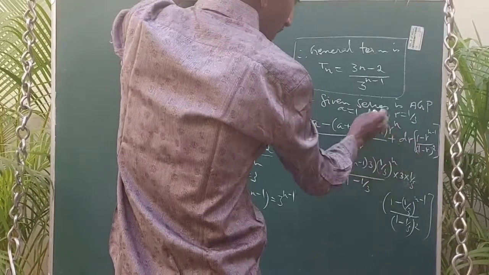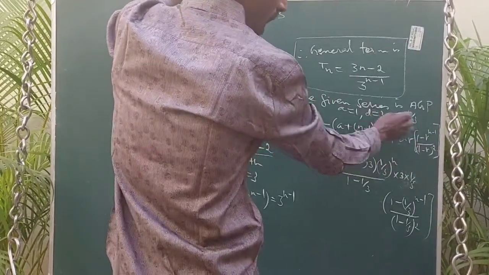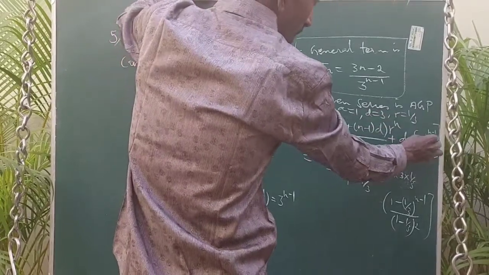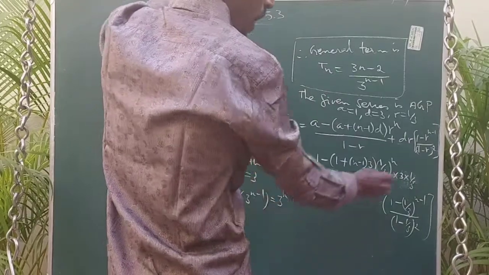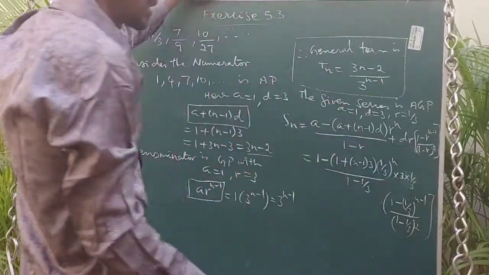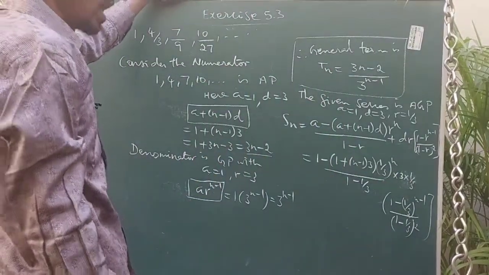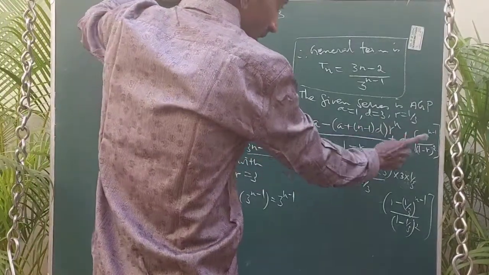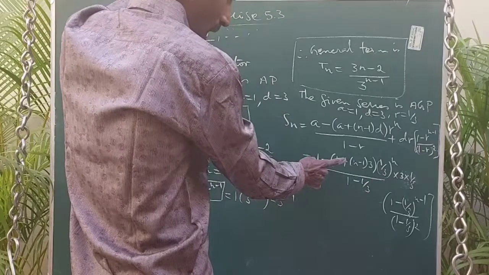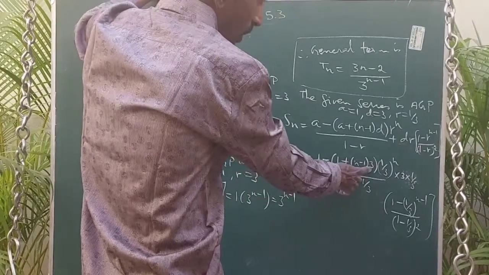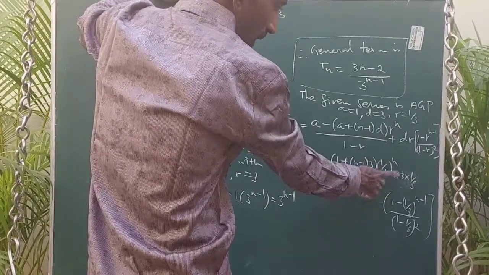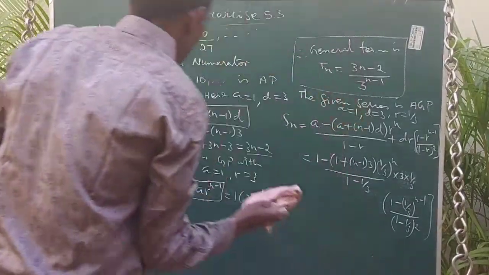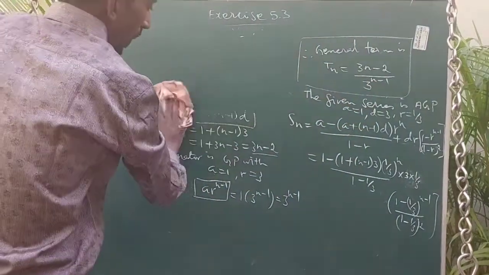D into r, this d is the common difference and r the common ratio, d into r into 1 minus r power n minus 1 by 1 minus r the whole square. It is given in page number 218. Now simply put what is a, what is d and what is r in the formula. Put a equal to 1, d equal to 3, r equal to 1 by 3. So we are getting this one. Now we need to simplify this one.